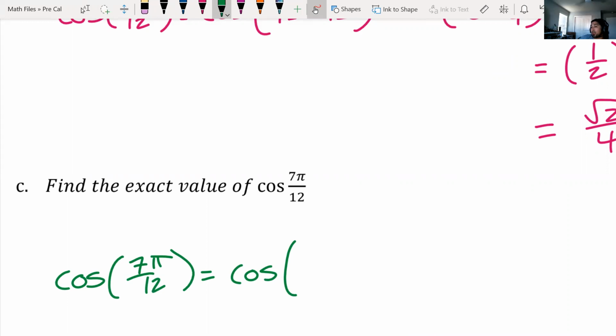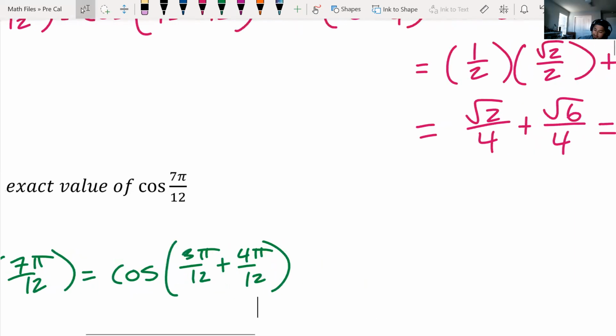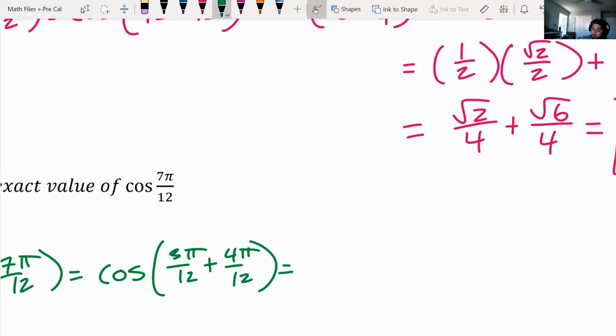What two fractions added together could make 7 pi over 12? 3 pi over 12, 4 pi over 12. That's it. Wasn't that just what we used? Exactly. Pi over 4 and pi over 3. Yep. And now we reduce those and you get cosine of pi over 4 plus pi over 3.